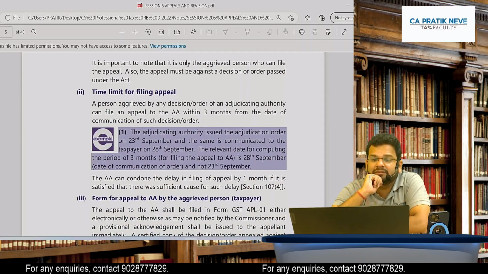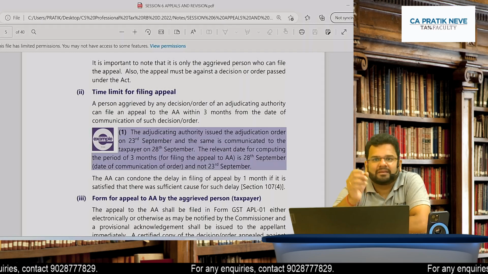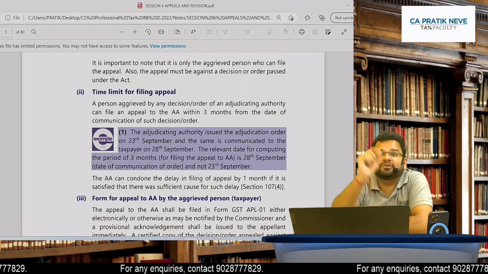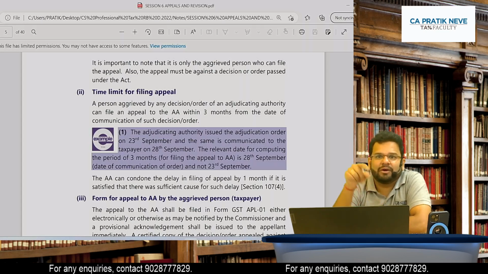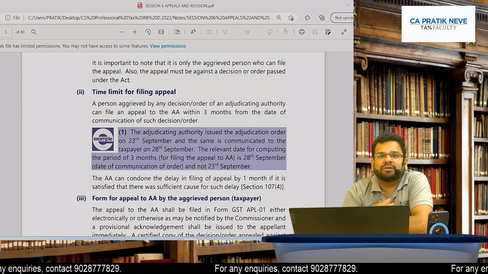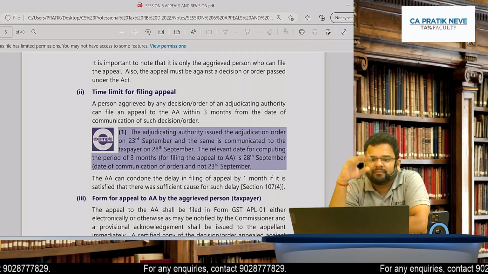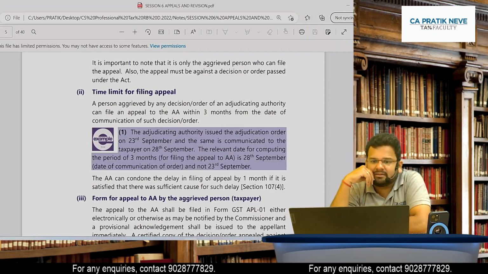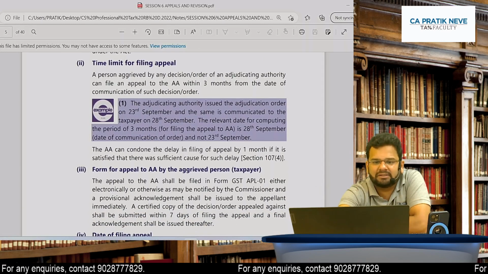It is important to note that it is only the aggrieved person who can file the appeal. Obviously. Please understand one thing. You are a GST officer, you are the adjudicating authority, you have adjudicated my liability. You cannot be aggrieved. You have only decided my liability. Who is aggrieved? Who is unhappy? I am unhappy. So only I can move the appeal to the appellate authority. Did you understand? Also, the appeal must be against a decision or order passed under the Act, obviously.